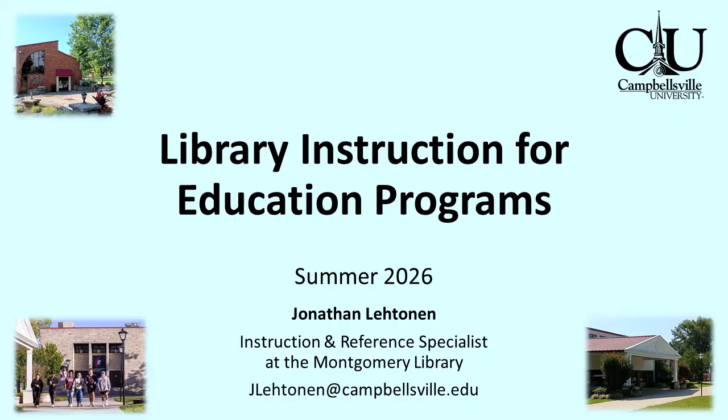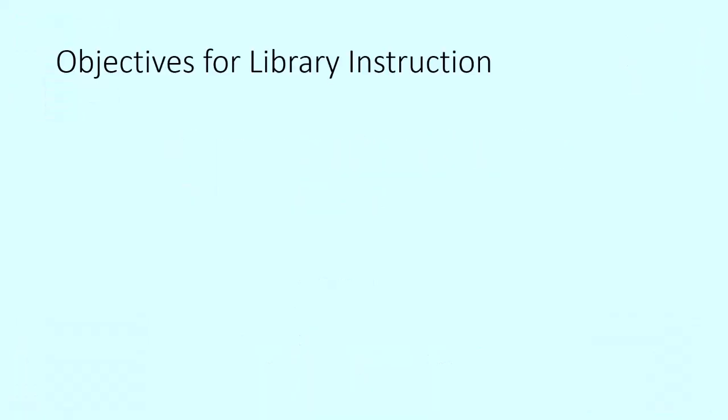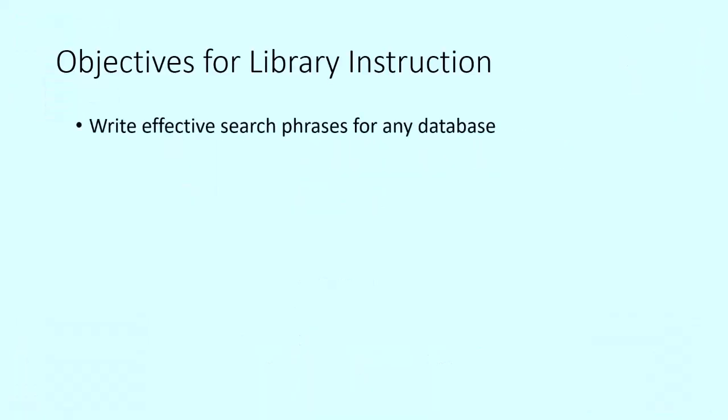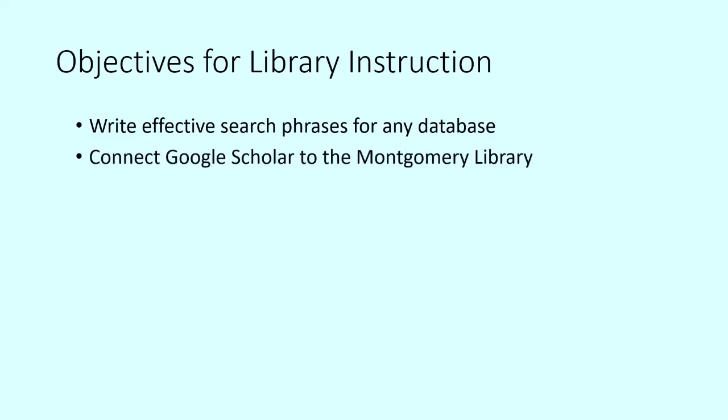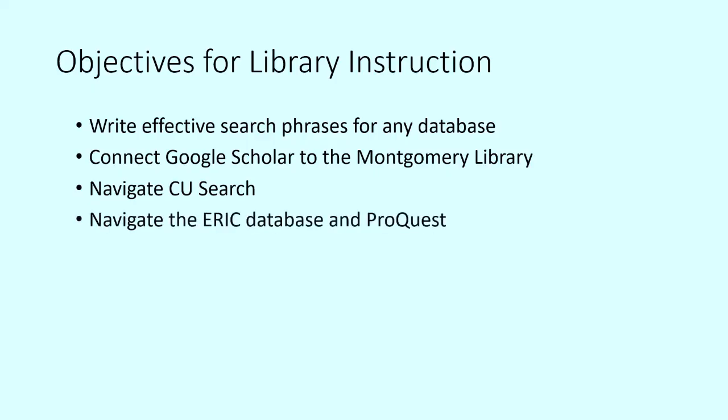This library tutorial is for students in our education programs, so let's get started. We're going to work on how to write effective search phrases for any database. Then I want to talk about how to connect Google Scholar to the Montgomery Library, how to navigate CU Search, which is our main search system, and then how to navigate the ERIC database and also ProQuest, which is another database, and then how to create and edit APA citations for articles using the tools at the library website.